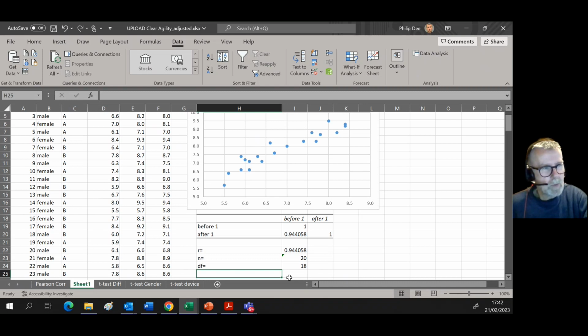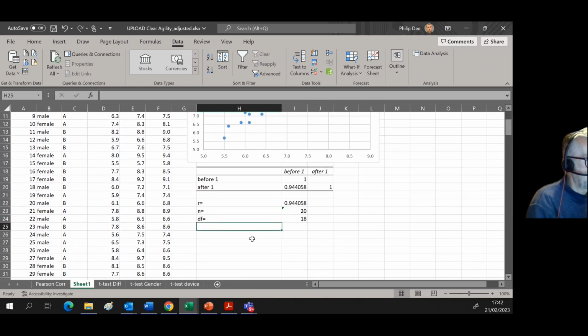Otherwise, you could just write down the number 0.944, or just write down the number 20 or 18 and not demonstrate that you have correctly followed the steps. Okay, so far so good. We are now at a point where we can calculate the Pearson correlation T statistic.